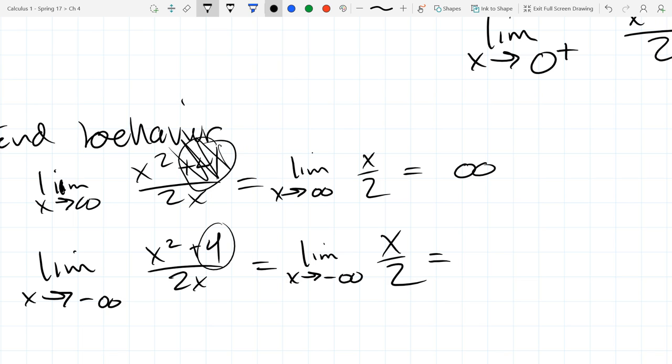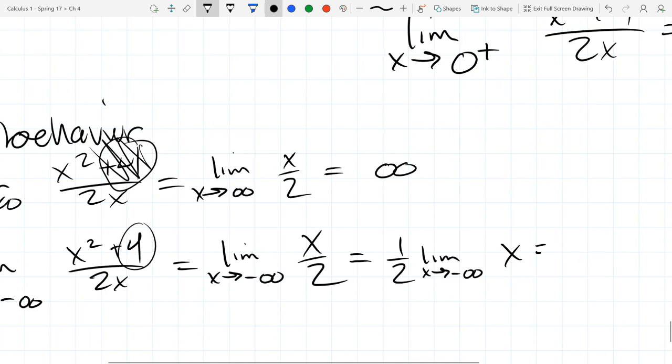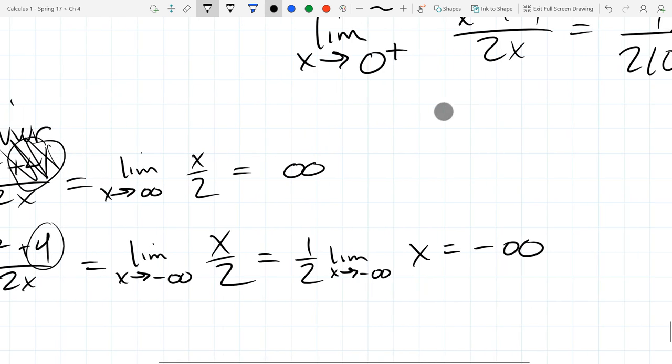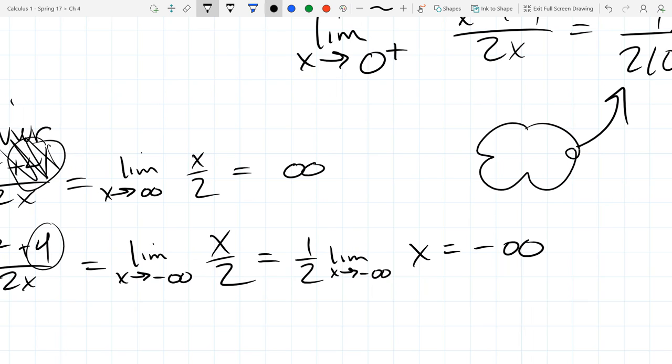What is the limit as x approaches negative infinity of x over 2? And I could do a constant multiple rule. And now I have a super easy limit. So this is negative infinity times a half, or just negative infinity. So we can draw our end behavior now. So right side is going to positive infinity, left side is going to negative infinity.